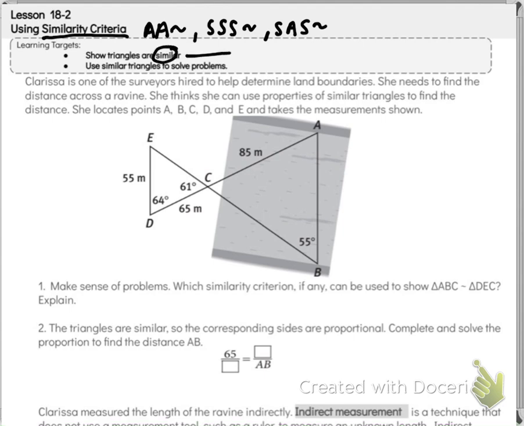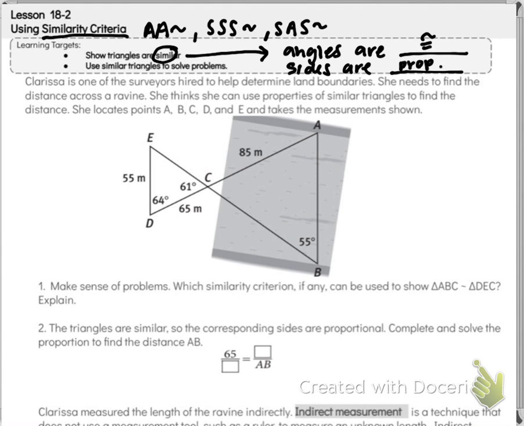I feel like I've asked this at this point like 10 times. The 2 properties of similarity are what? Angles are what? Okay. Sides are what? Angles are congruent. Sides are proportional. Make sure you have that memorized.